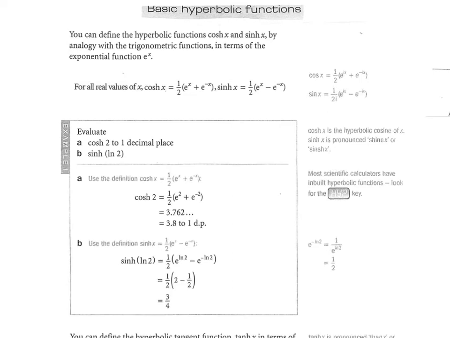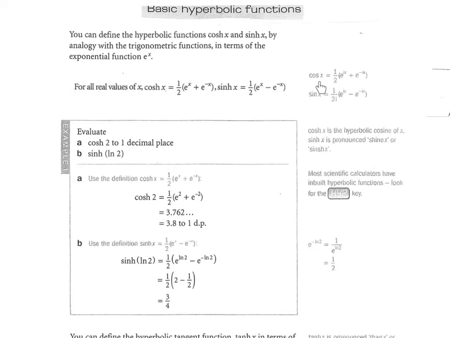Hi folks, today we're going to look at what are called hyperbolic functions. The two most basic ones are cosh x and sinh x. They look quite like trigonometric functions, don't they? But they also act quite like them as well.